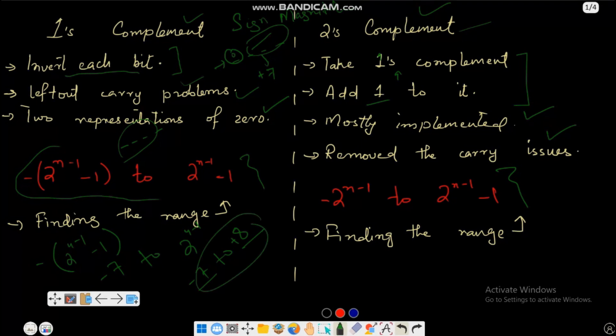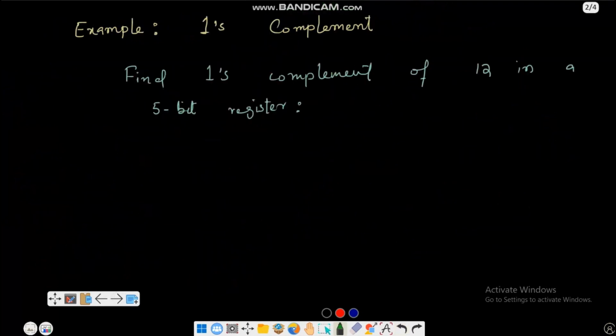To find out a range like this, you can use this formula, though it's not exactly the same formula, you will see some difference over here. You can use this formula if you are using 2's complement to find the range of a specific register or any memory unit that you have. So this is what 2's complement and 1's complement are. Now let's see how you find the 1's complement or 2's complement of any number.